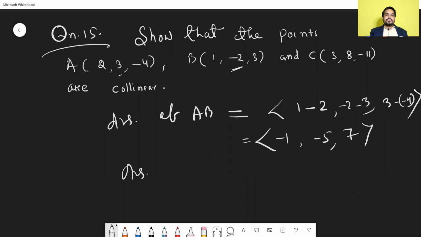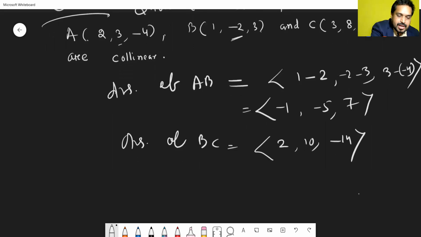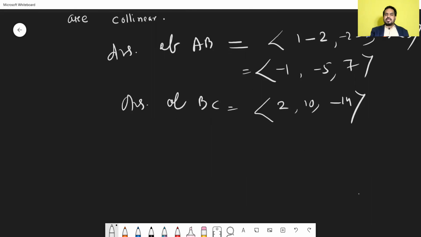Now DRs of BC. How to find DRs of BC? Same process. 3 minus 1, that is 2. 8 minus −2, that is 10. −11 minus 3, −14. Now students will check whether AB and BC are parallel in nature or not. If they are parallel, then A, B, and C are collinear. If we can prove AB and BC are parallel, then obviously B is the common point to AB and BC, so they will be collinear.